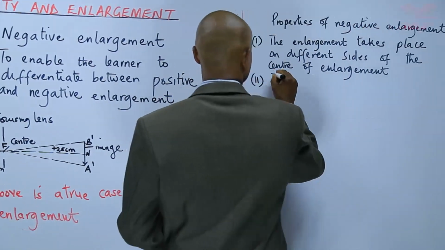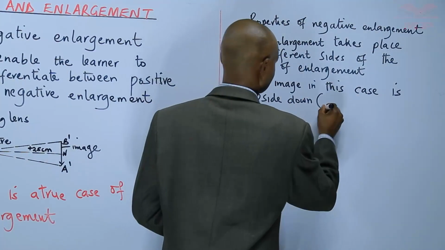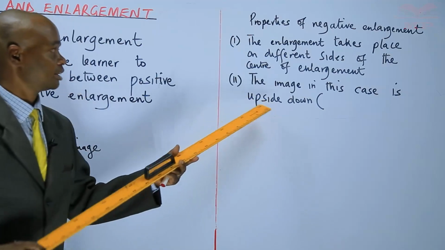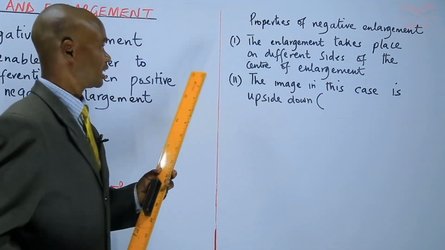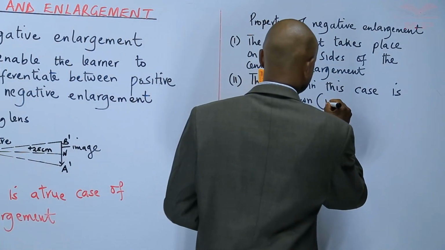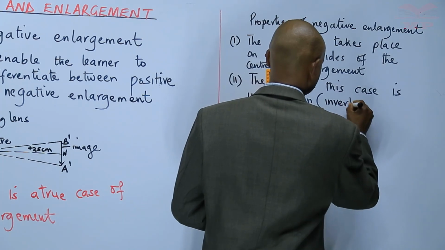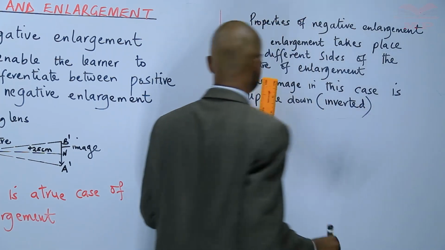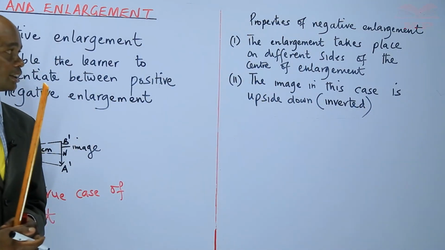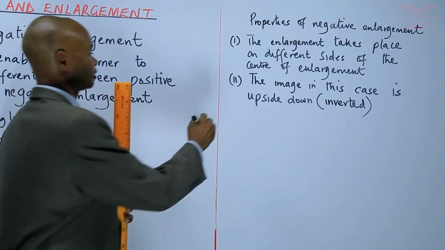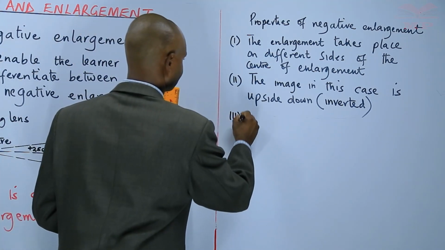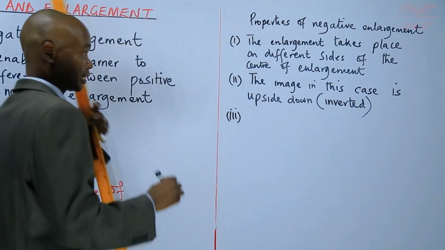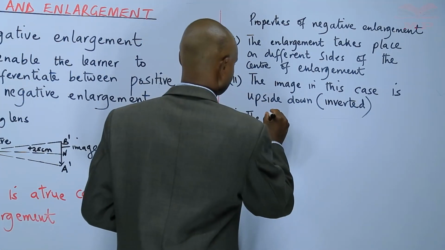Number 2, another name for upside down: the image in this case is upside down. It is inverted. Number 3, we can note the distance.